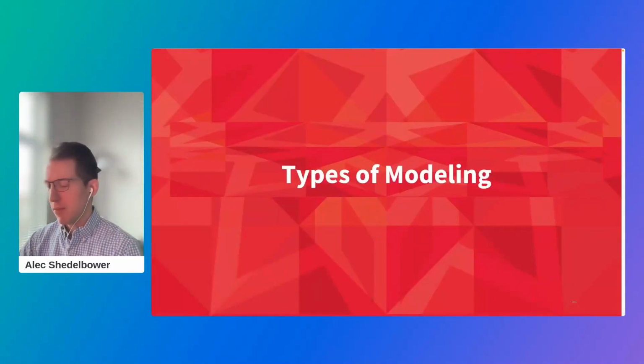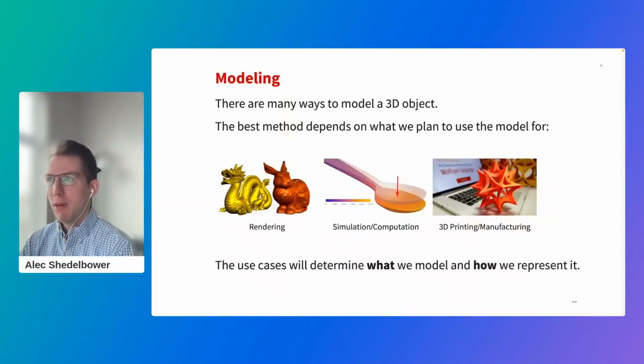So, types of modeling. There are many ways to model a 3D object, and the best method is going to depend on what you want to use that object for. For example, you can do rendering, you might want to do some simulation and computation on it. You may want to make it a real-world object by either 3D printing or manufacturing it. Depending on what you want to use it for, that'll determine both what we model and how we represent it.